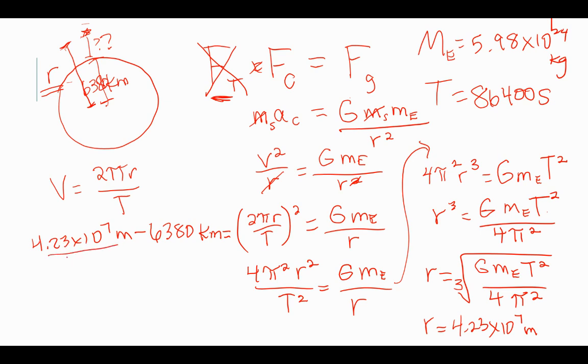So change this guy to kilometers and then subtract them and tell me how many kilometers, which you should get 35,900 kilometers. 35,900 kilometers above the Earth's surface. That's our answer to part A. That was a lot.